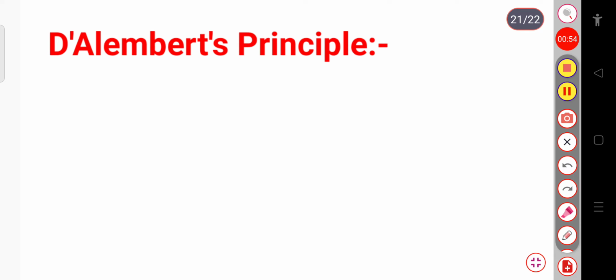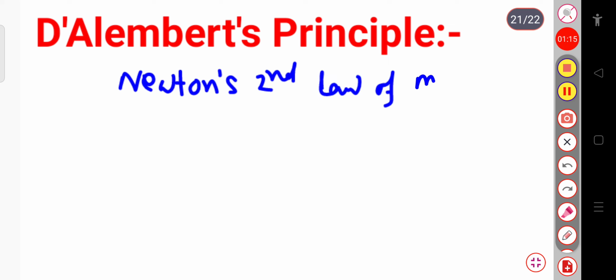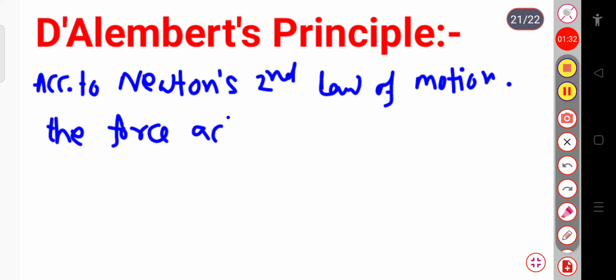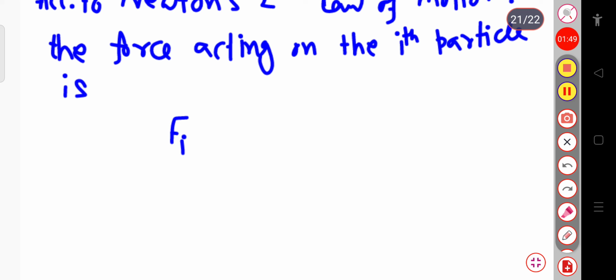Okay, let us start with D'Alembert's principle. According to Newton's second law of motion, the force acting on the ith particle, I can write, Fi equal to dpi by dt. This is the rate of change of linear momentum, which is called the force.